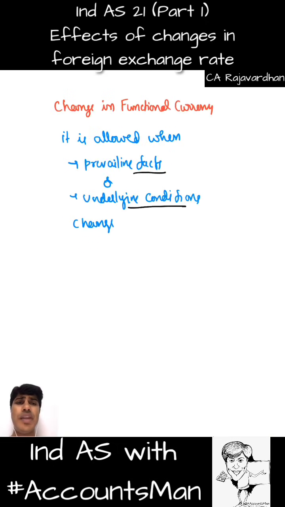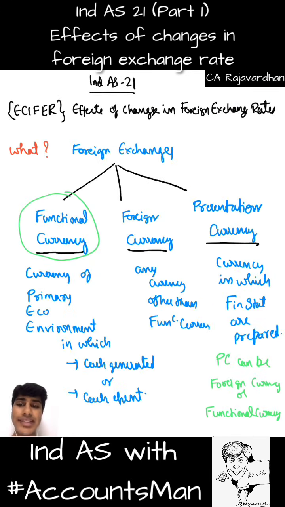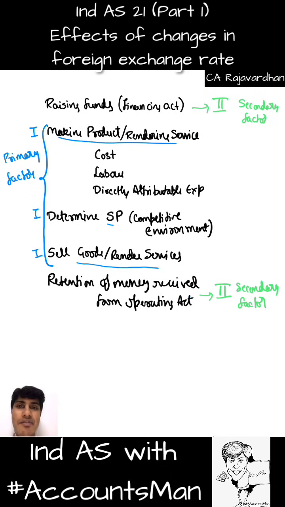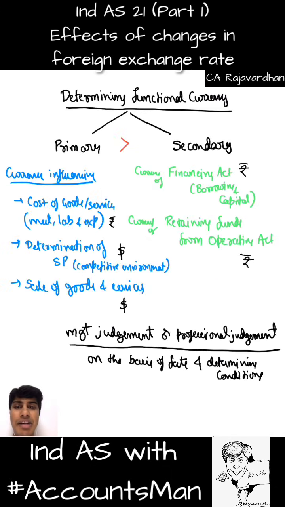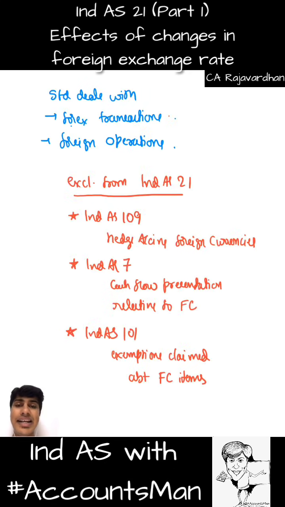So this is for now, wherein we discussed what exactly the standard is talking about, what exactly we mean by ACFR, and what the currencies involved are, that is functional currency, foreign currency and presentation currency, and how we determine functional currency, what the primary factors are, what the secondary factors are, when it is allowed to be changed, what is the complete scope covered in our standard, and what is excluded from the purview of this standard.